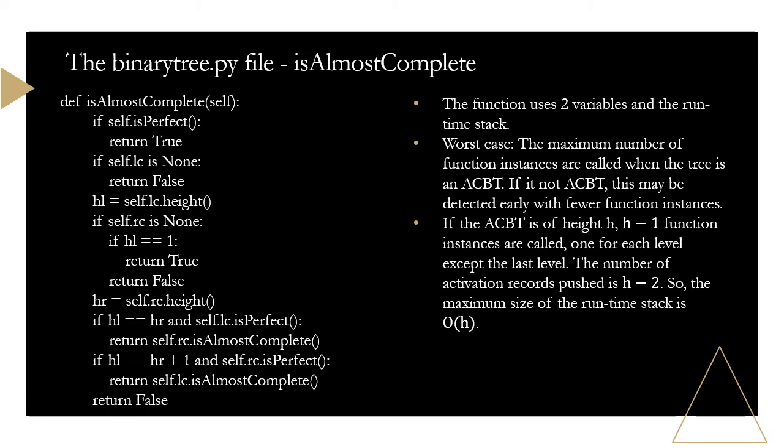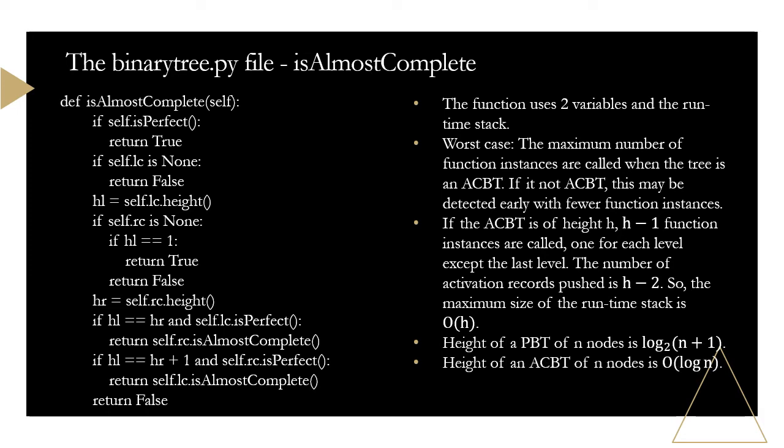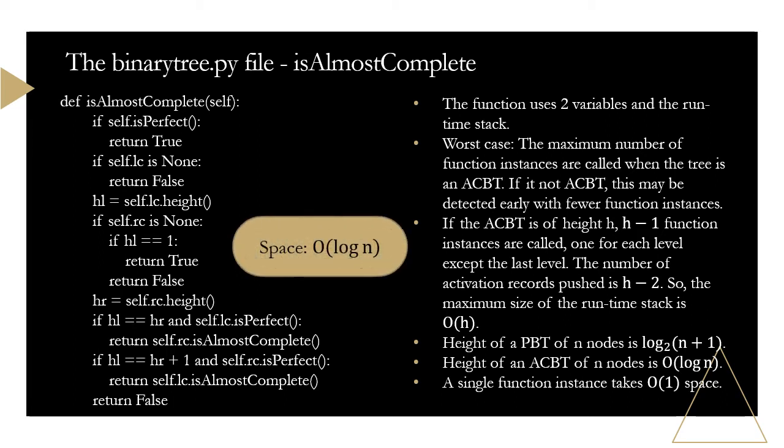So the maximum size of the runtime stack is h minus 2 or O(h). Height of a PBT of n nodes is log of n plus 1 and height of an ACBT of n nodes is O(log n). A single function instance takes O(1) space because it uses only two variables. So space is O(log n), size of the runtime stack.